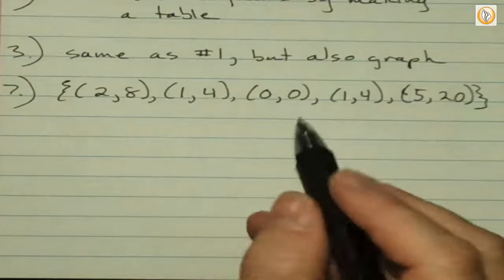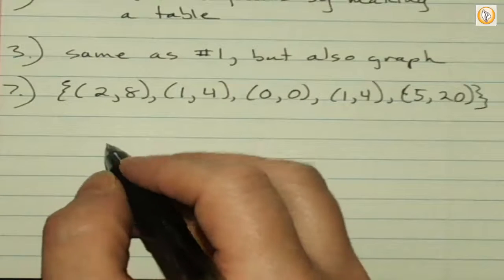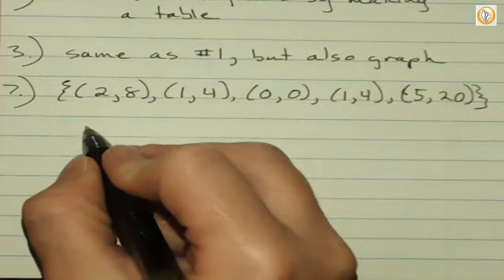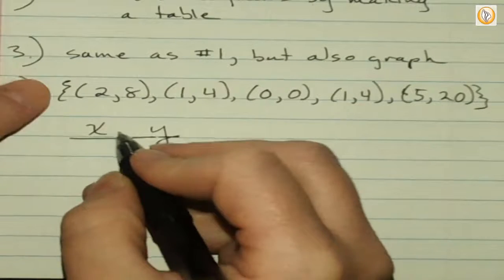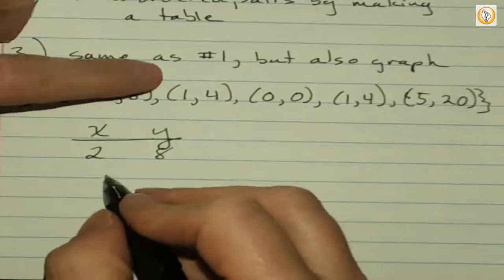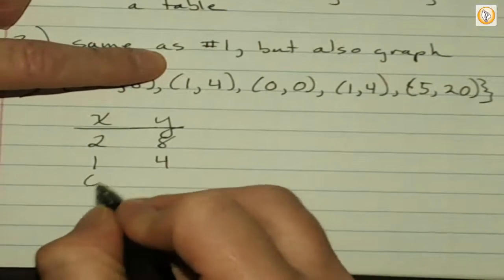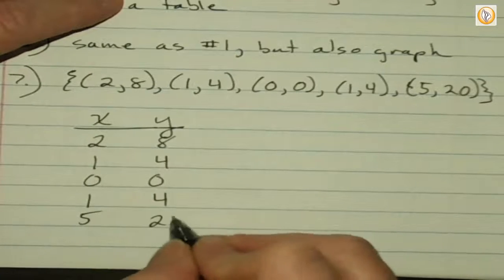They're wanting you to find the rule. Let me tell you what you should do. You need to make a table and list them: 2 and 8, 1 and 4, 0 and 0, and then 5 and 20.